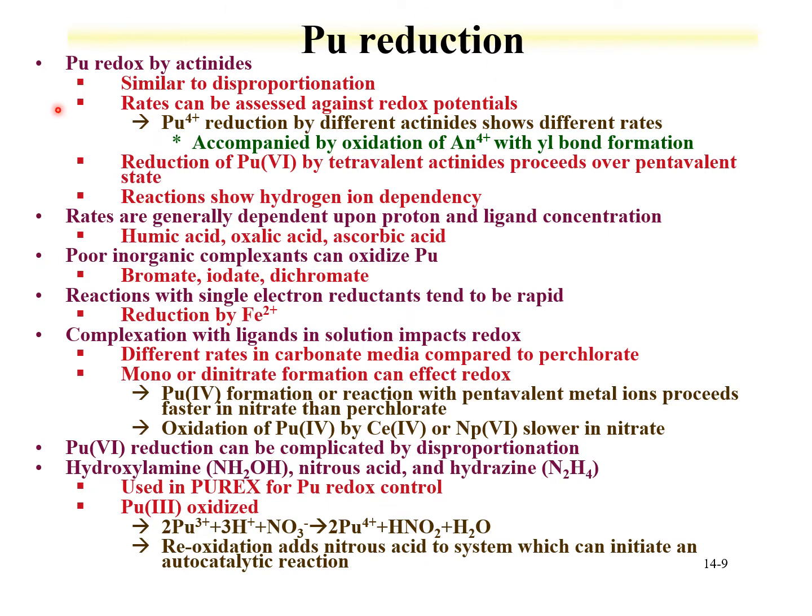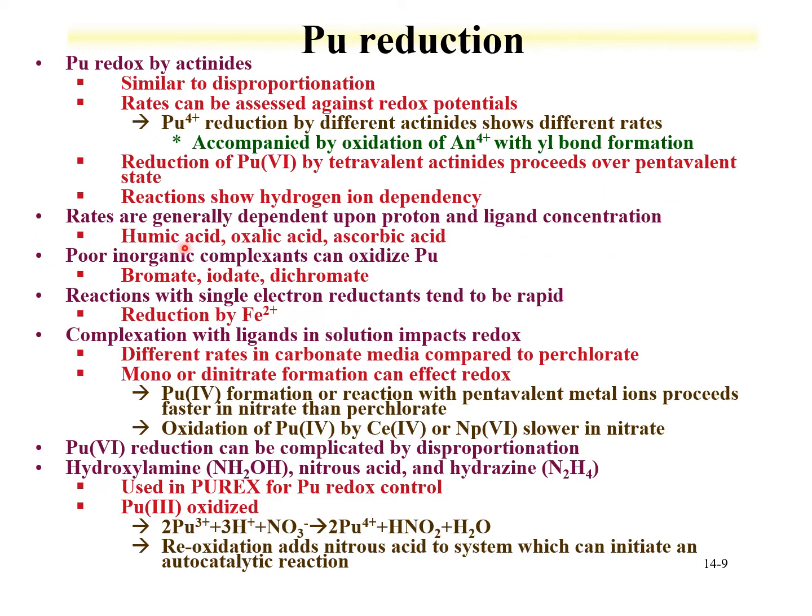So plutonium can undergo redox by actinides. This is similar to disproportionation, and the rates have been assessed compared to other actinides. So for instance, reduction of plutonium-6 by tetravalent actinides proceeds over pentavalent states, so it goes from the 6 to the 5 to the 4. These reactions tend to show a hydrogen dependency. This hydrogen dependency, that means acid. If acid is produced, you could make sure your plutonium's in an acidic environment to limit any change in redox.